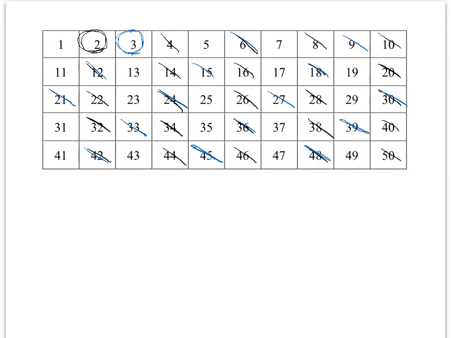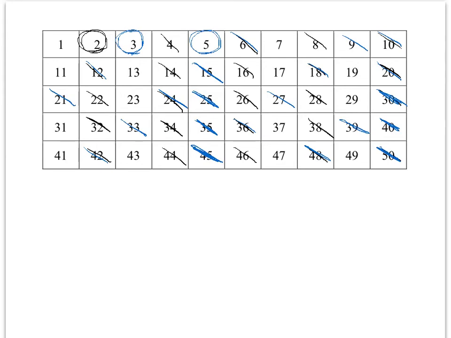Okay, so now we start over. Well, we've already scratched out the 4. Now we need to consider the 5. 5 is a prime number. It is only divisible by 1 and itself, so it's a prime number. But then all of the multiples of 5 have to go away. So that is 10, 15, 20, 25, 30, 35, 40, 45, and 50.